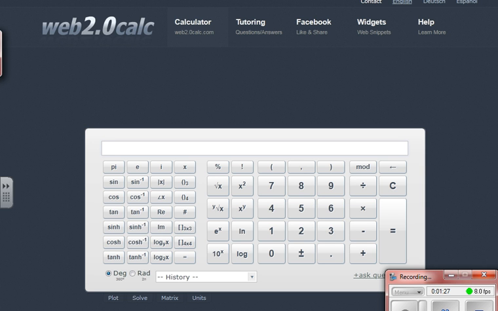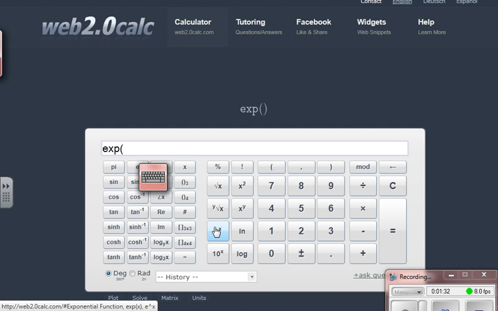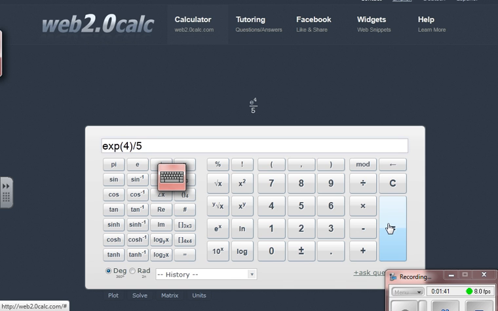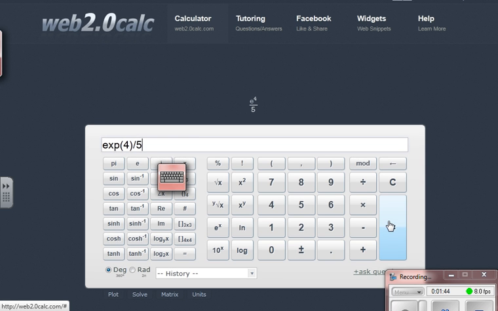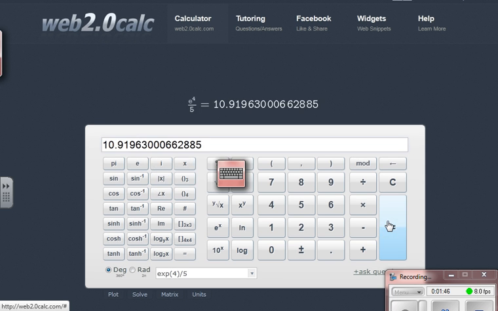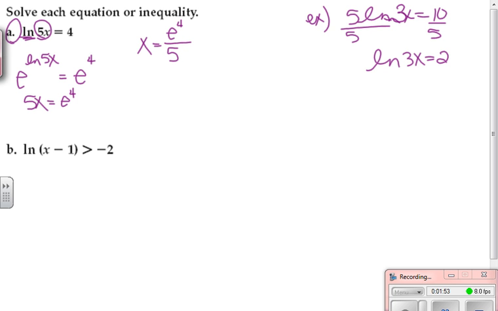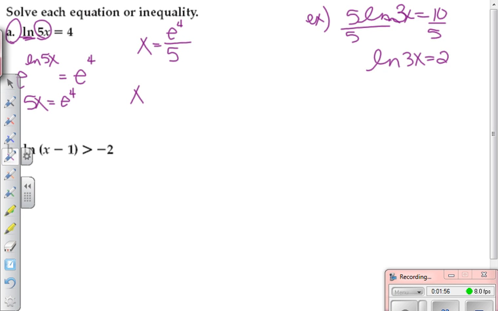so to look at how that works, we have e to the 4th power, close your parenthesis, divided by 5. And we end up with 10.9196. So make sure you know how your calculator works.